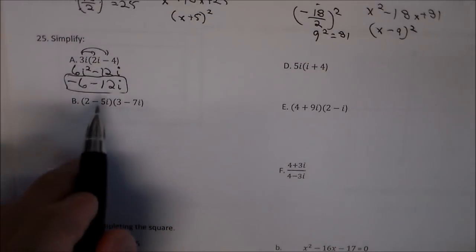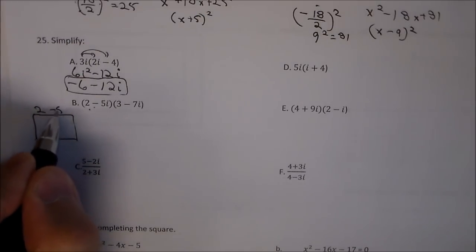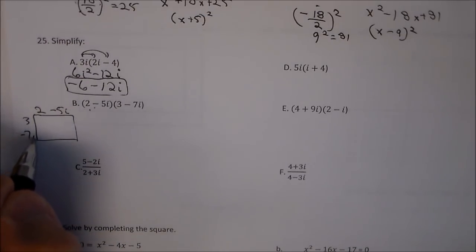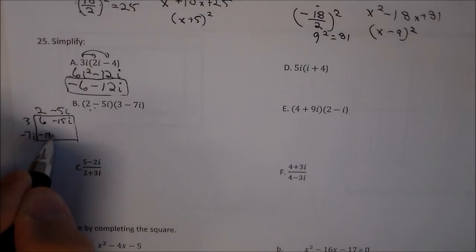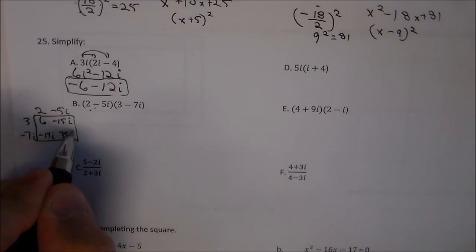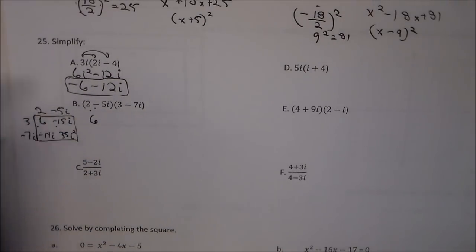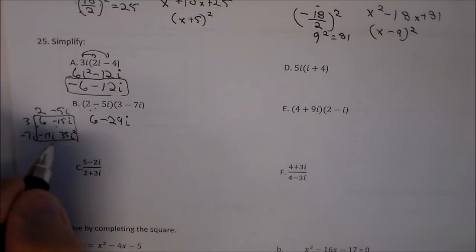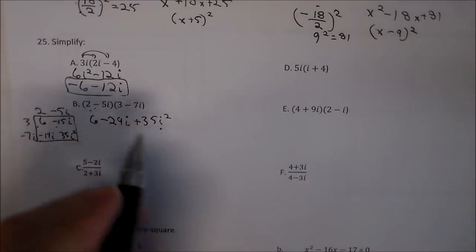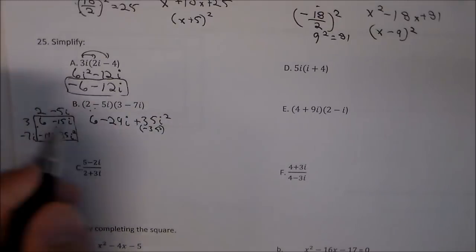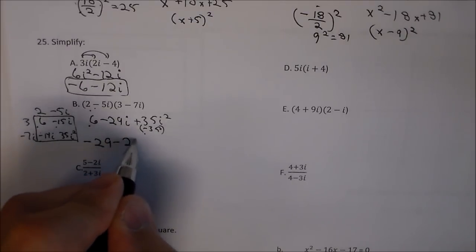For part B, we're going to multiply these two values. I'm going to draw the box to help me multiply, but really I'm multiplying all the terms of the first parenthesis by all the terms in the second. So we get 6, negative 15i, negative 14i, and 35i squared. Writing that out, I have 6 is one term. Negative 14 and negative 15 is negative 29i, and then 35i squared. But i squared is negative 1, so this becomes negative 35. So negative 35 and 6, that's actually going to become negative 29 minus 29i.